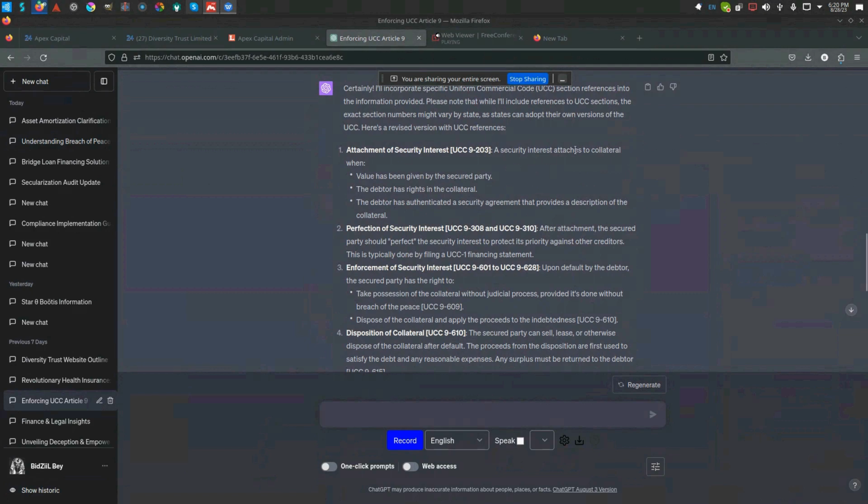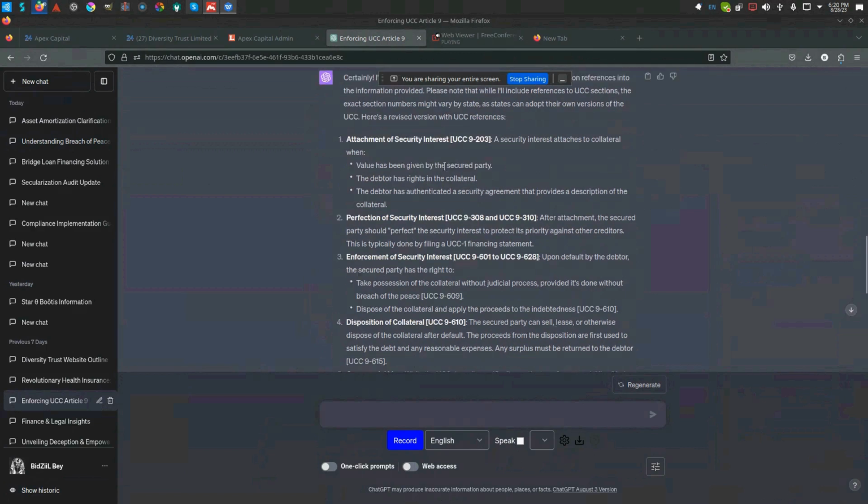A security interest attaches to collateral when value has been given by the secured party, the debtor has rights in the collateral, and the debtor has authenticated a security agreement that provides a description of the collateral. So if those things are in play, you're under UCC 9-203.